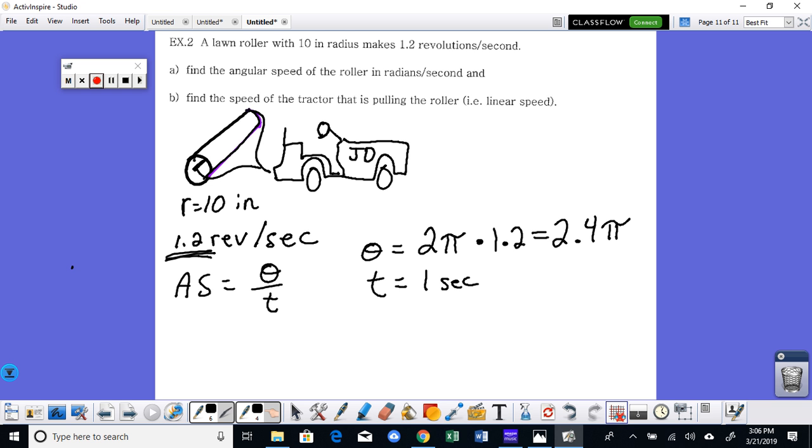Do I have time? So I can plug this in and know that our angular speed is 2.4 pi radians per 1 second, which we could write 2.4 pi per second. Radians per second. Okay?